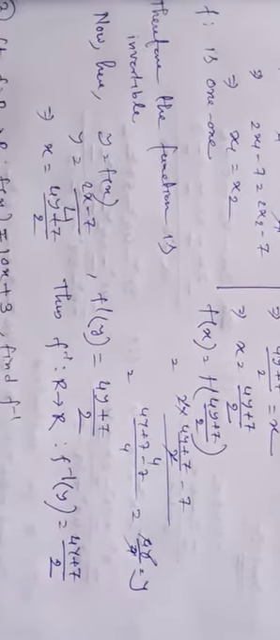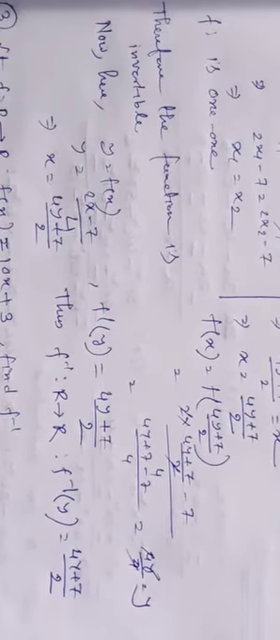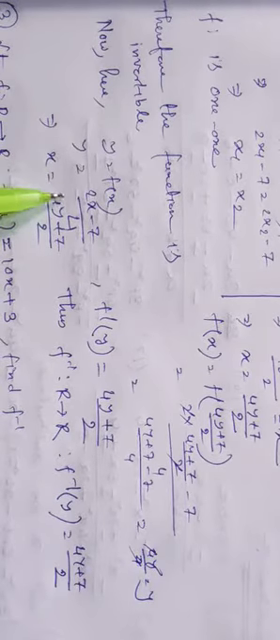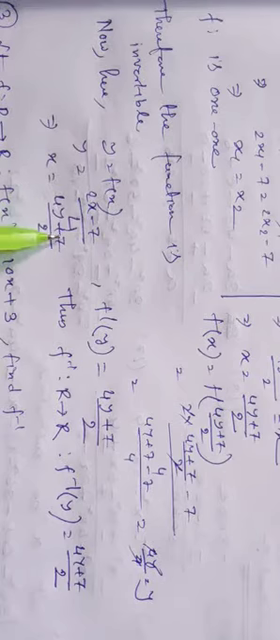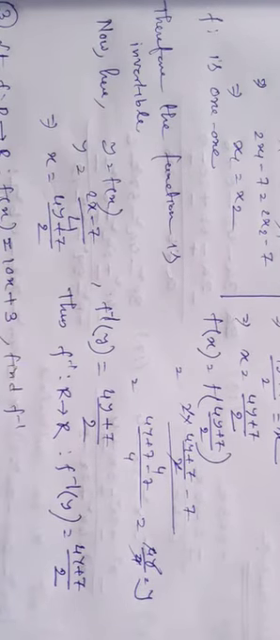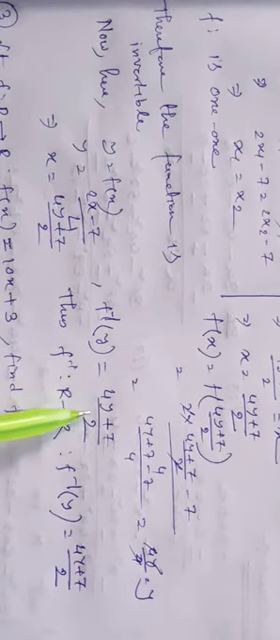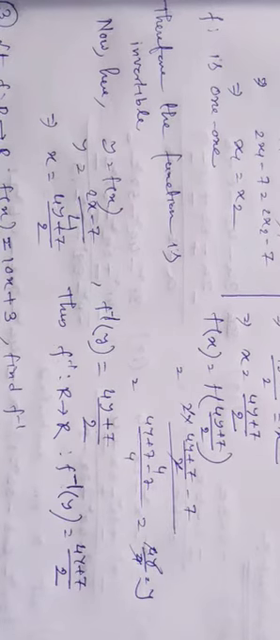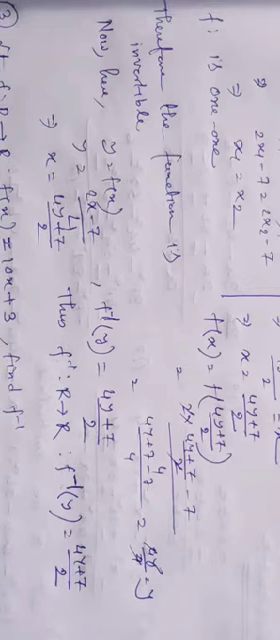Now we find the inverse of that function by going through the similar process. y = f(x) means y = (2x - 7)/4, or x = (4y + 7)/2. So here f inverse of y is (4y + 7)/2, thus f: R to R, f inverse of y is (4y + 7)/2. Okay, so this is the second problem.